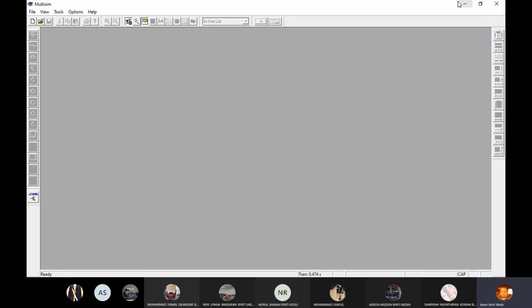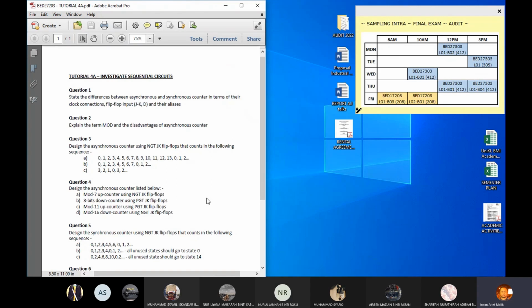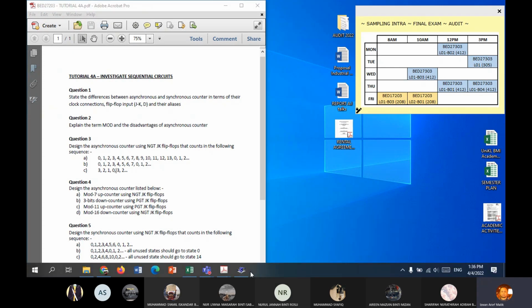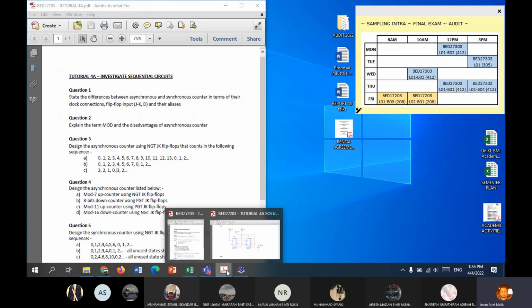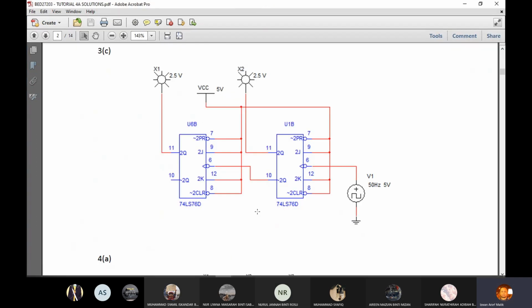Okay. Then we move on to number 4, design the asynchronous counter listed below. Mode 7 up counter using NGT JK flip-flop. So mode 7 means that you will be counting from 0 until 6 only. Mode 7 ada 6 state, ada 7 state, starts from 0, you end at 6.